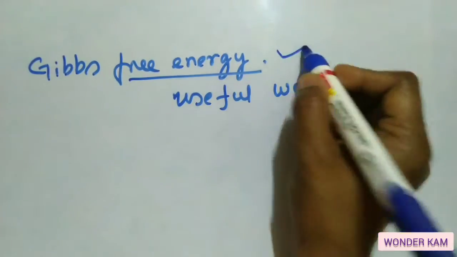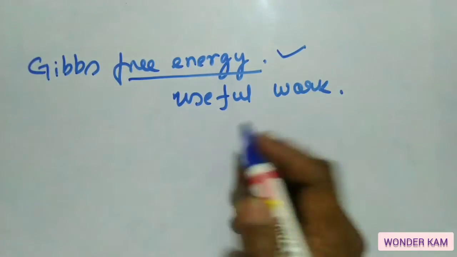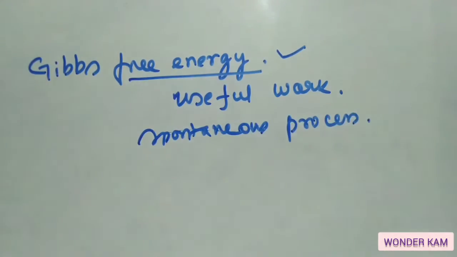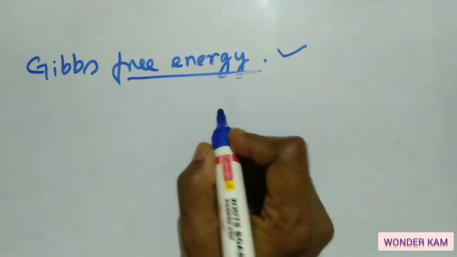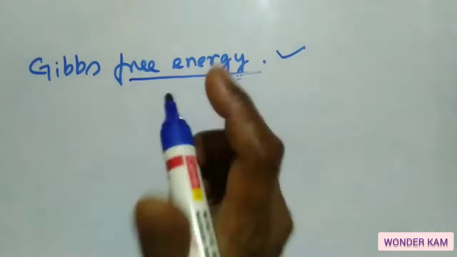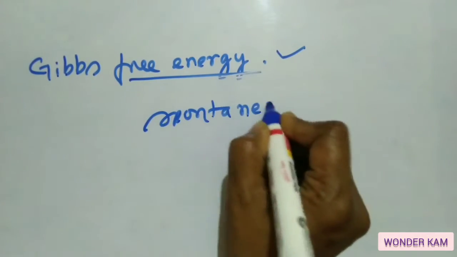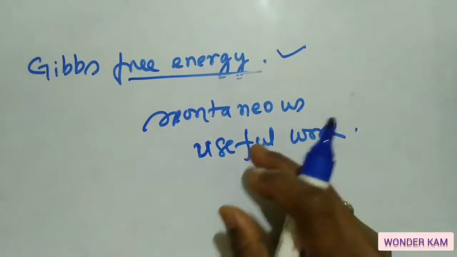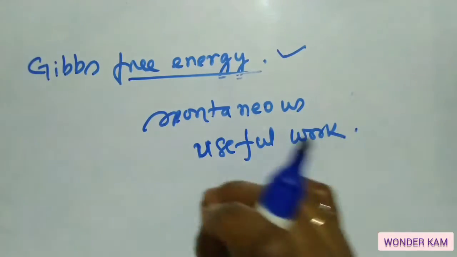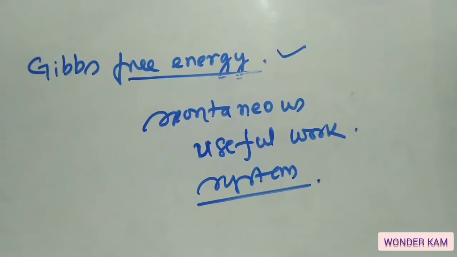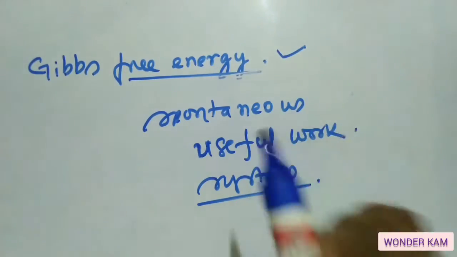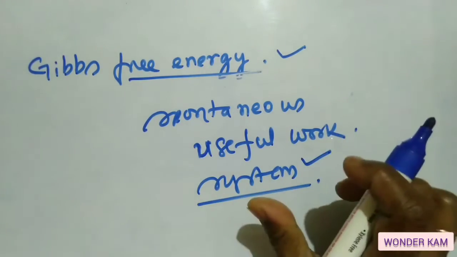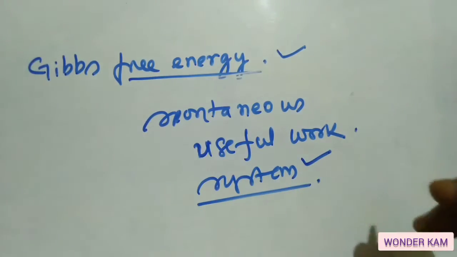So this free energy decreases as the work is done during a spontaneous process. So this is that thermodynamic quantity of a system whose value is decreased during a spontaneous process. And spontaneous process is equal to the maximum amount of the useful work that can be obtained from a system. Because this free energy is a state function, therefore the change in free energy always depends on the initial and the final state of the system, and not on the path by which the change has been carried out.